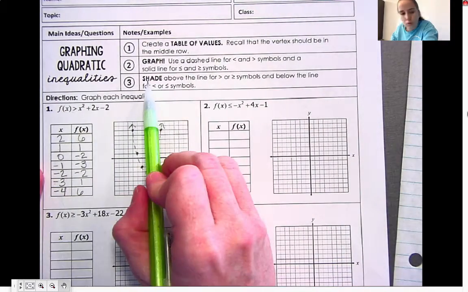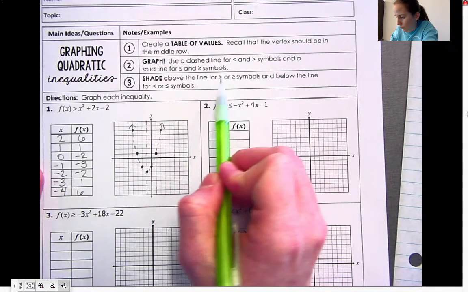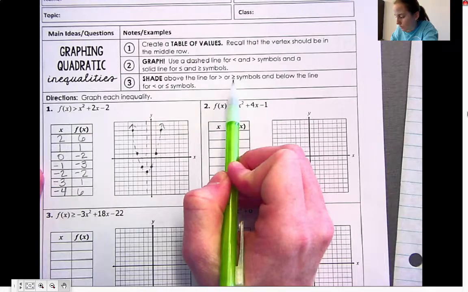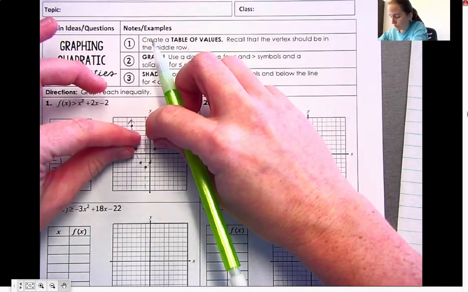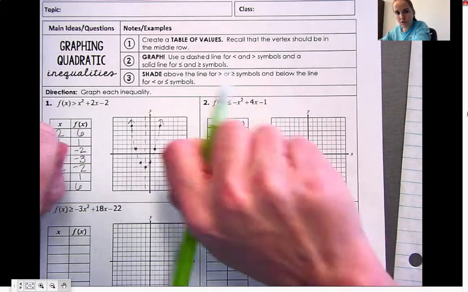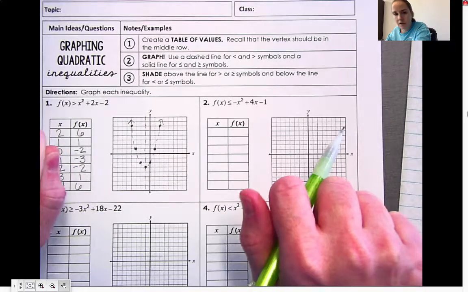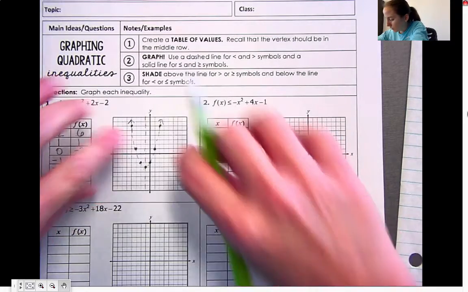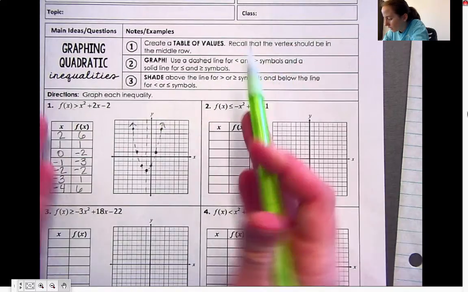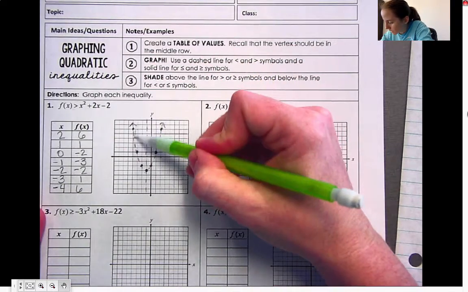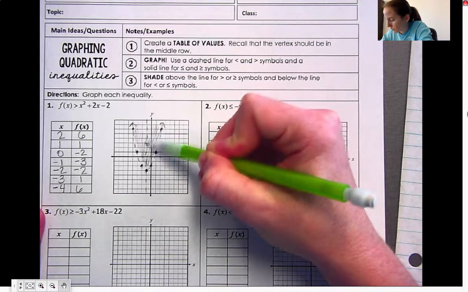And then read number 3, how to shade. You shade above the line for greater than or greater than or equal to. So above it. If you think about if you were to pull this parabola down, if you were to stretch it down to where it was a straight line and it was horizontal, and then you shade it above it. So if I tore this down and made it straight, I would shade on top, and then if I put it back together, all that shading would go right in here. So this is where you shade for this parabola.